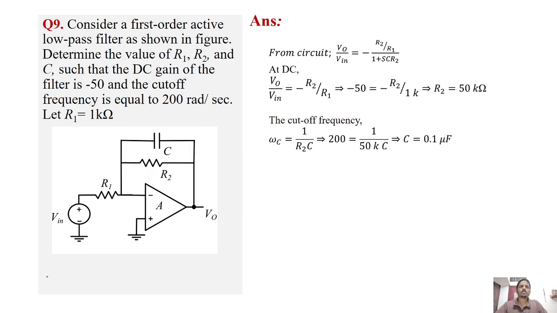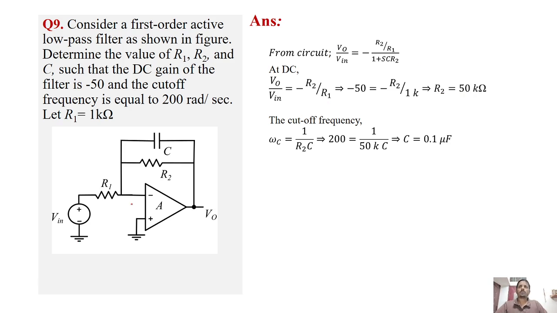Let me show the solution. From the circuit, V0 by V in is given as minus R2 by R1 by 1 plus S C R2. This is the transfer function, and the DC gain is minus R2 by R1. We find R2, and the cutoff frequency is given, so with R2 we can find the capacitance. R2 is equal to 50k and capacitance is 0.1 microfarad. This is how we solve this question. I think it's clear. It's a pretty straightforward and easy question.